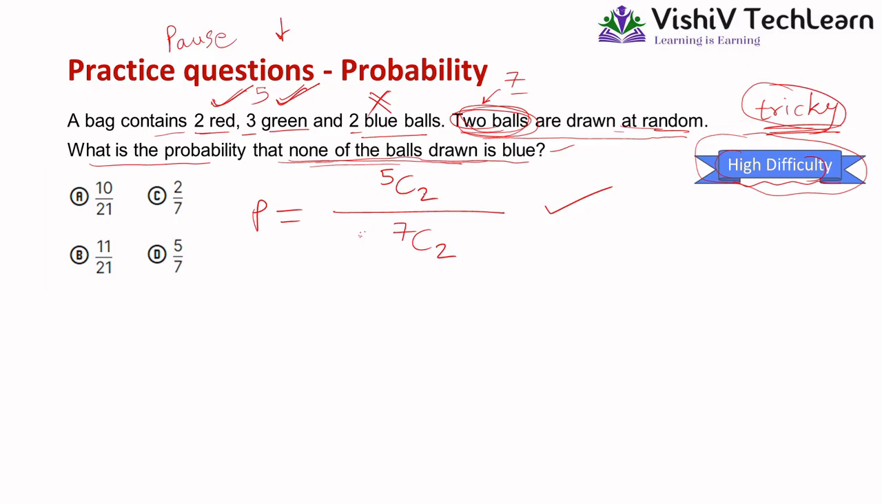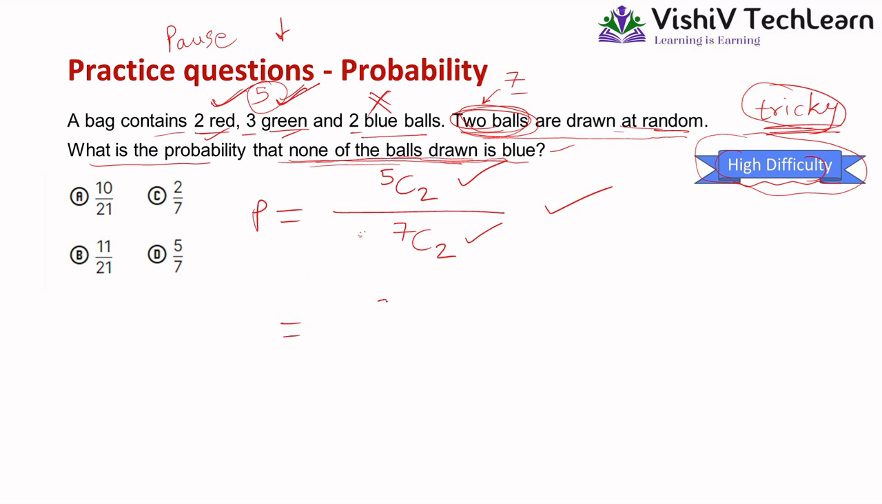So here the numerator is the desired event. We are not drawing any blue ball, but we can have red and green. Red or green, or one red, one green. It can be anything. So total 5 balls are there, and out of 5 we have to select 2. It can be done in these many ways. The denominator is 7C2. Out of 7 balls we are selecting 2 balls.